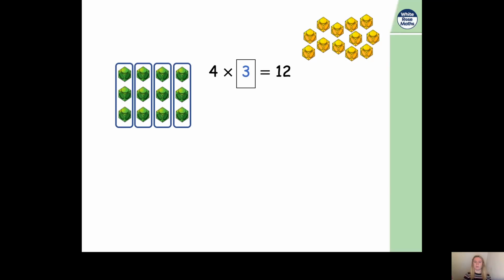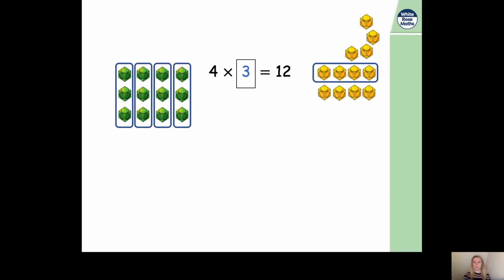Okay, now, because it's commutative, can we make 4 groups of something? Sorry, can we make 3 groups of something? Let's have a look. So, here's our 1 group. There's our 2 groups. There's our 3 groups. So we can also, with the same counters, do 3 times by 4. So we have 3 equal groups of 4, which is also 12.